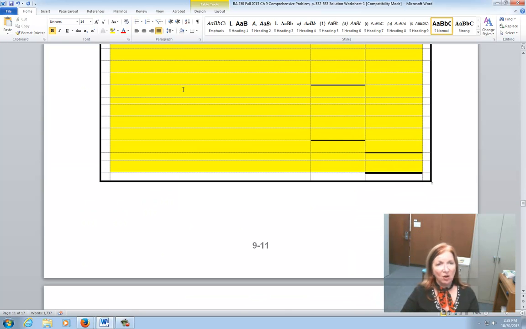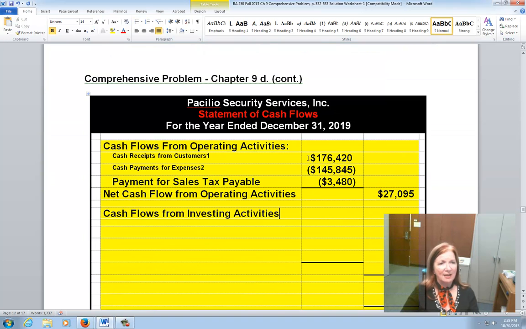We didn't invest any. We invested all of our money in operations and not in investing activities. So now we're going to come down and we're going to look at cash flows from financing activities.